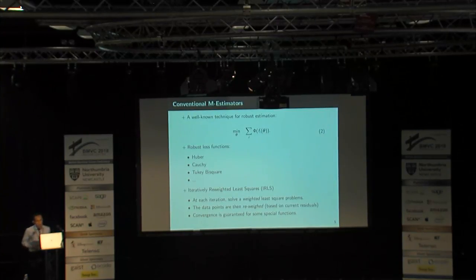Iteratively reweighted least squares is a well-known technique to solve M-estimators. At each iteration of IRLS, a weighted least squares problem is solved, and after that, the data points are reweighted based on the current residuals. With this scheme, the convergence of M-estimators is guaranteed, given that you choose the right loss function.